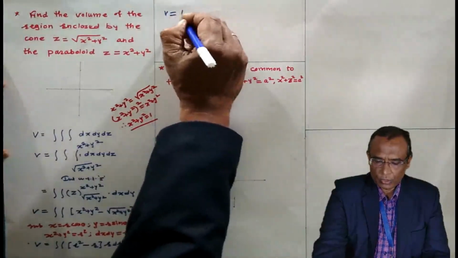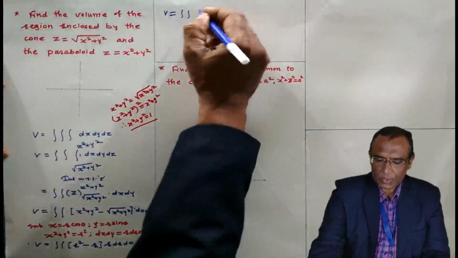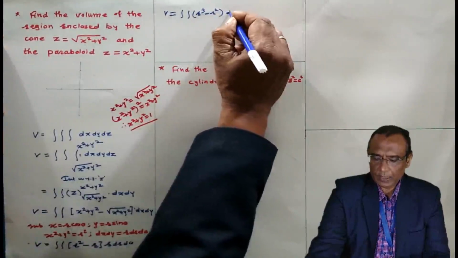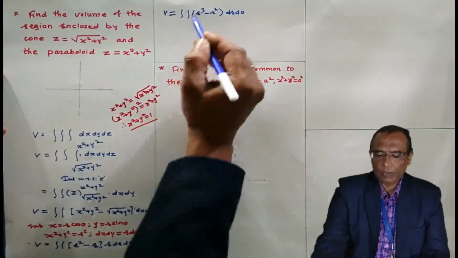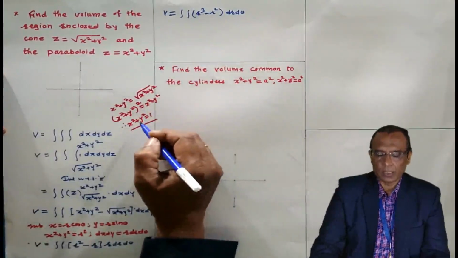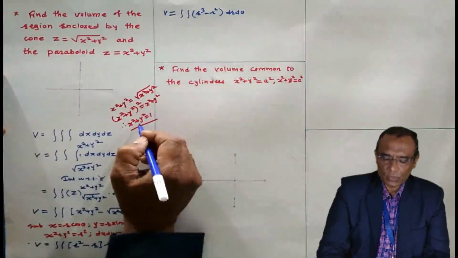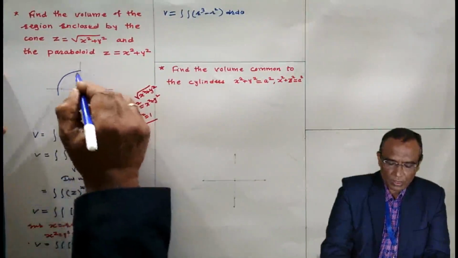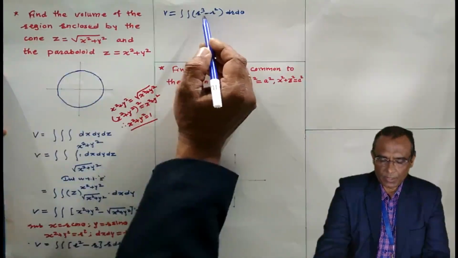I am going to distribute r now, it will be r cube minus r square, dr d theta. I am evaluating this integral on this circle. Here the center of the circle is (0, 0) and radius 1. So in this way I am going to draw this circle. On this circle I have to evaluate this double integral.